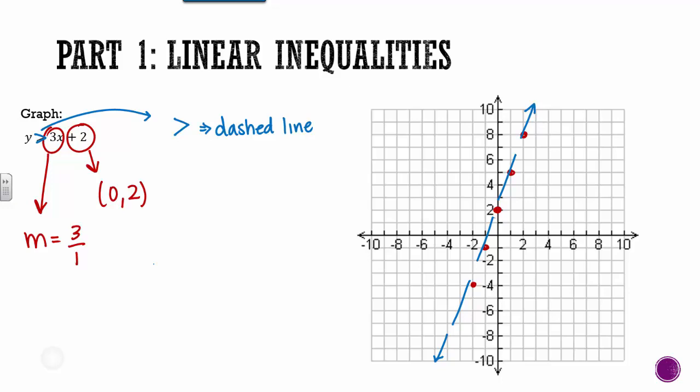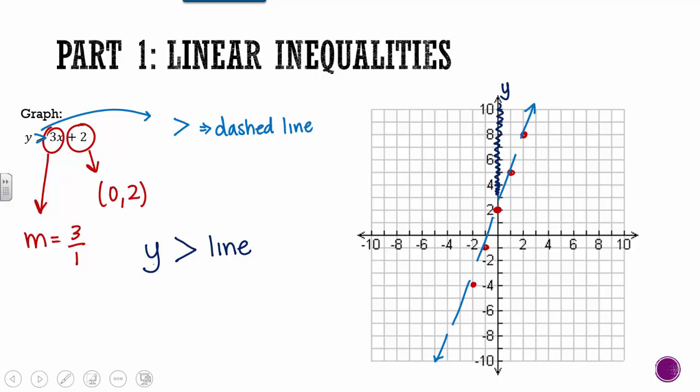And then stop and think about what this says. This says that I want all the y values that are greater than this line. So take a look at your y-axis. Where are your y values greater than this line? Well, hopefully you said all of these y values here would be bigger than this line. Down here, they'd be less than the line.